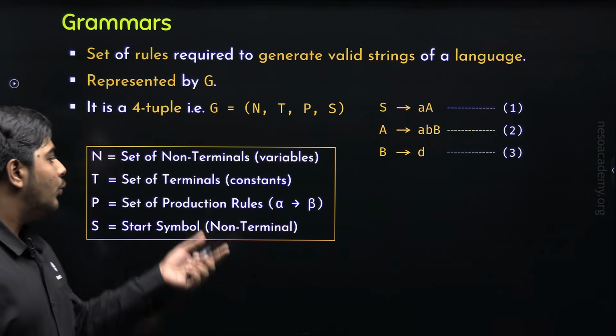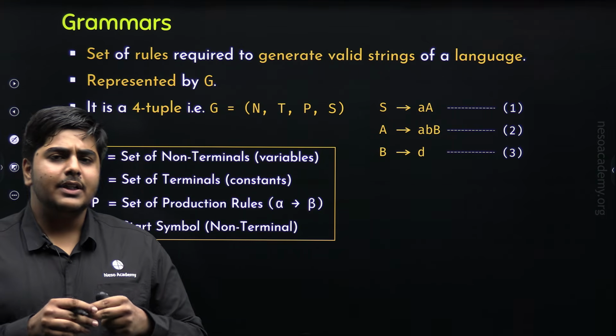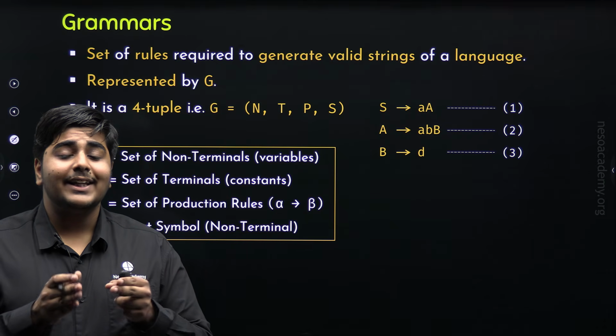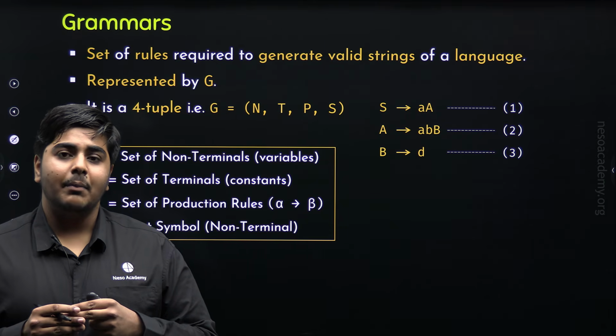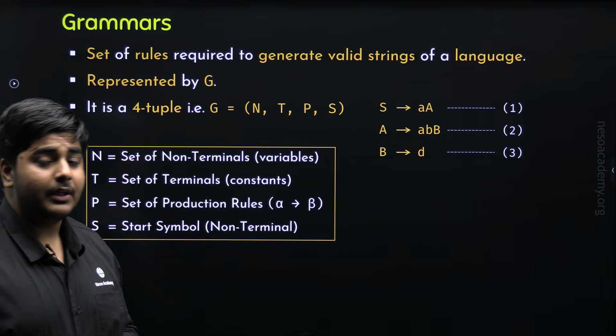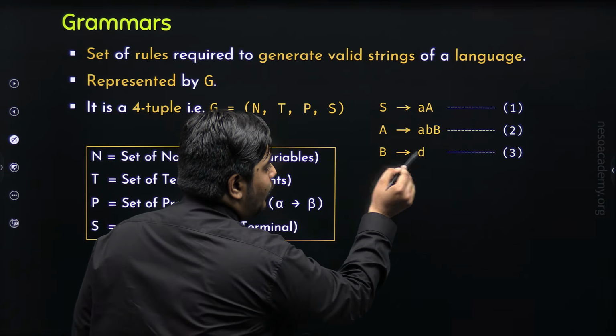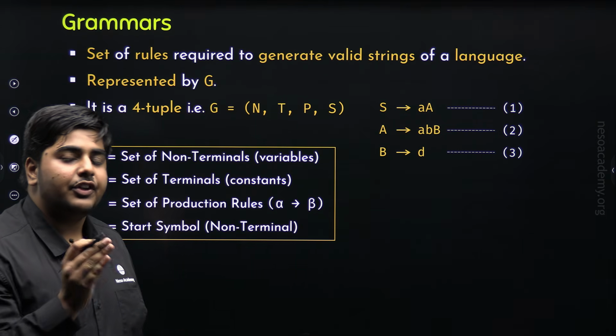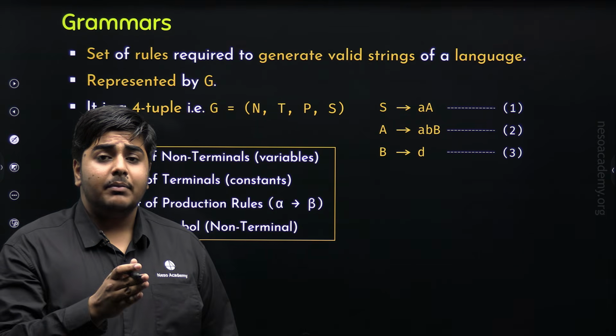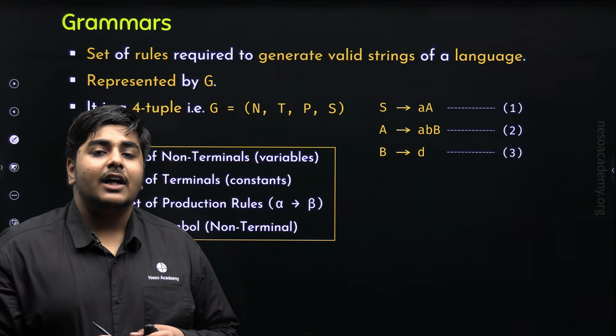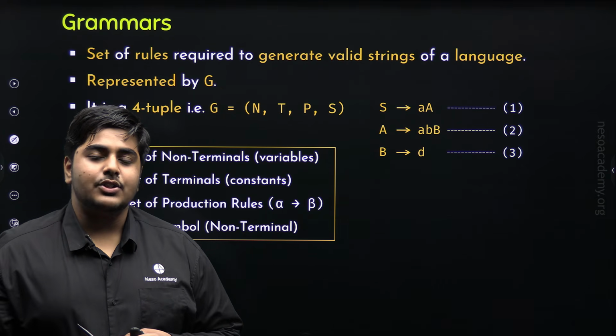Now let's see what are terminals. Terminals are represented using lowercase letters or numbers. So here in this grammar, the set of lowercase a, lowercase b, and lowercase d is the set of terminals. And terminals cannot be replaced by any other symbol while generating the strings.